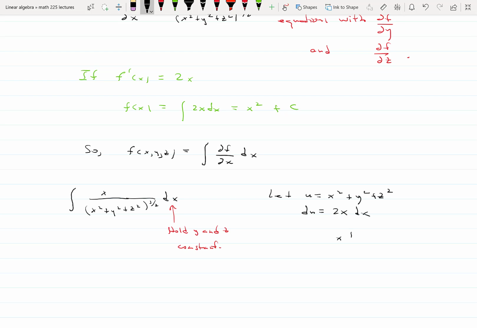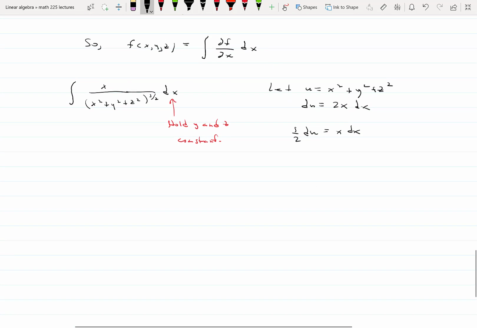So that x dx equals 1/2 du. Never thought we could do this. I bet you never thought we could integrate functions of more than one variable. Okay, sure. Okay, so let's continue on.